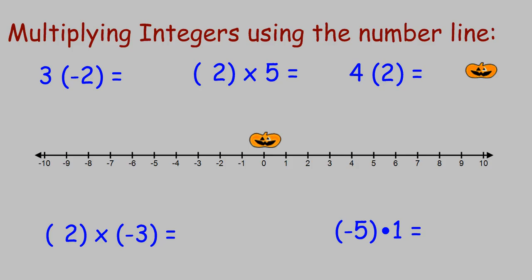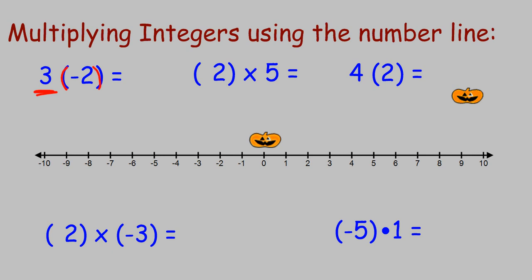When multiplying integers, we can use the number line. Here we have my good buddy over here, Mr. Jack-o'-lantern. Alright? When we look at our first problem, we have 3 times. Remember, if there's parentheses around it and they're next to each other, that means to multiply.